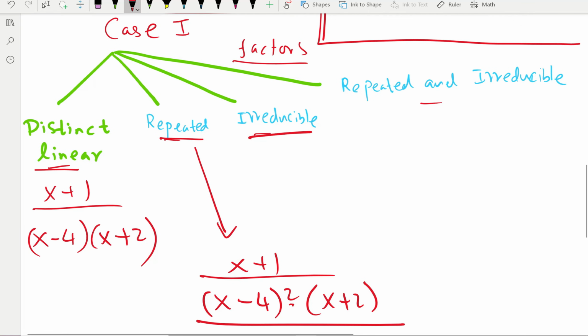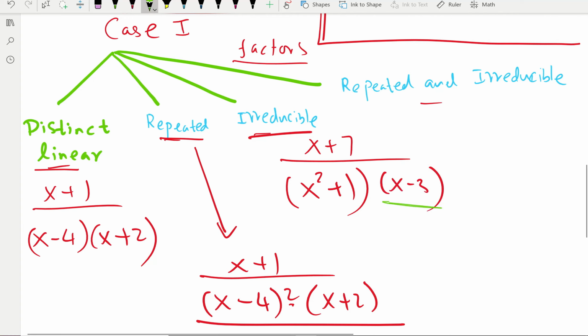Irreducible factors. Irreducible factors means your factors are not linear. That means the power of the x term is greater than 1. So let me show you an example. X plus 7, x squared plus 1, x minus 3. Now look at this. X minus 3 is actually linear, but is x squared plus 1 linear? No, it's not linear. The power of this factor is 2, right? So it's a quadratic polynomial, a second degree polynomial.